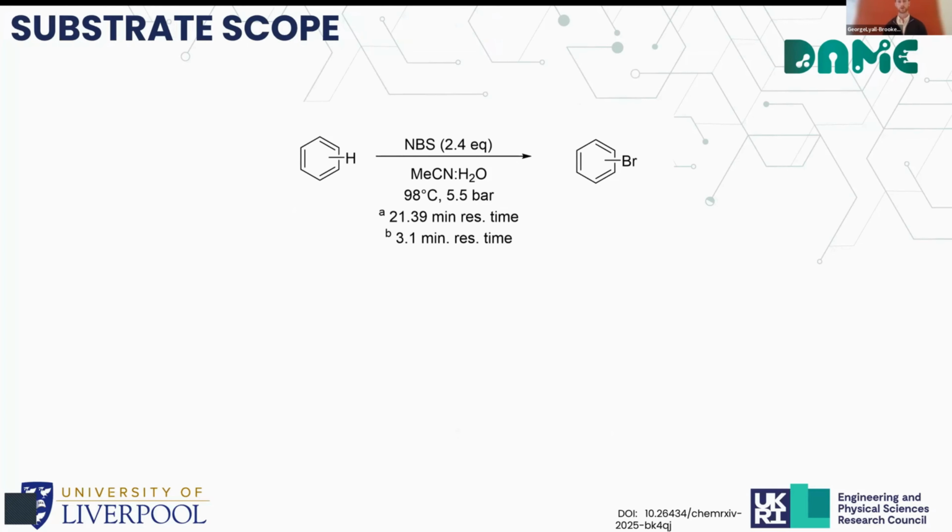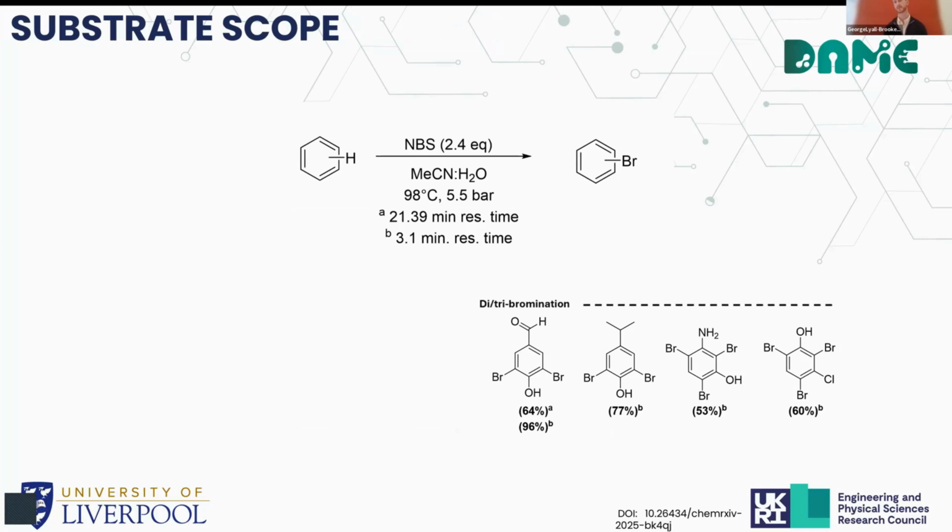So to see if this held true with a broader range of substrates, we expanded this to more electron-rich species. So you can see here that across the compounds, we have obtained good isolated yields at a residence time of 3 minutes, and we can obtain dibromination or tribromination, depending on the positioning of the other substituents on the ring and their electron donating or withdrawing properties.